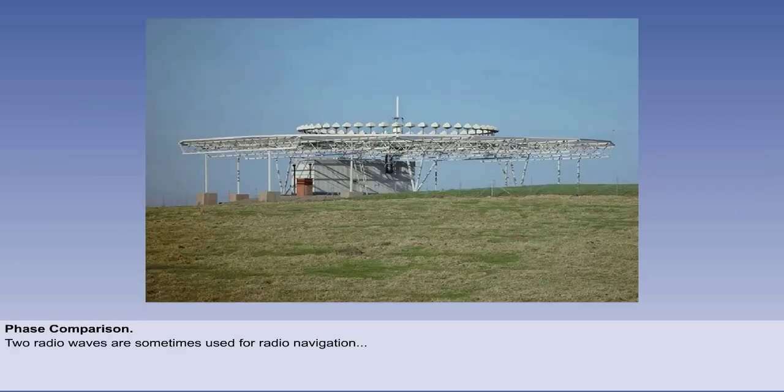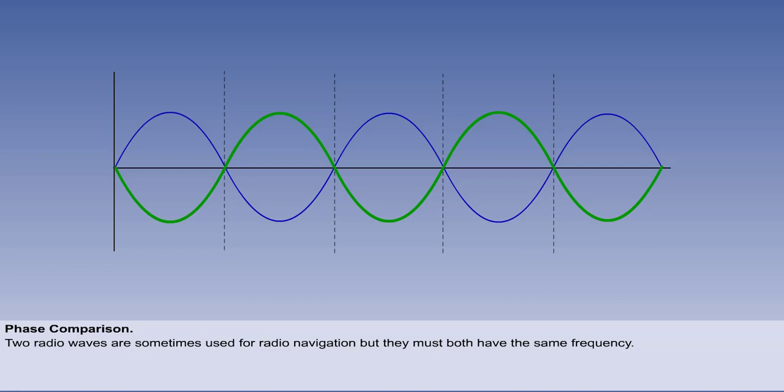Some radio navigation systems, for example the VOR, use the comparison of phase between two signals to define navigational information. This is only possible when the two signals have the same frequency. Otherwise, phase comparison would be meaningless.